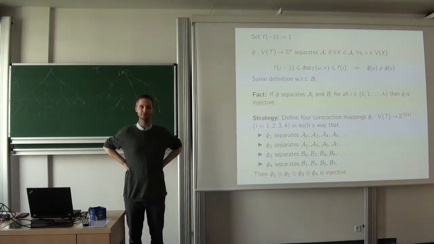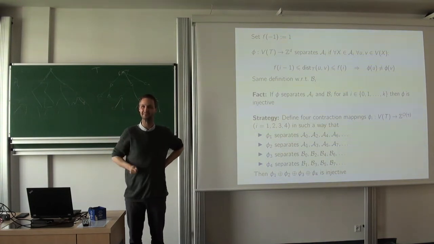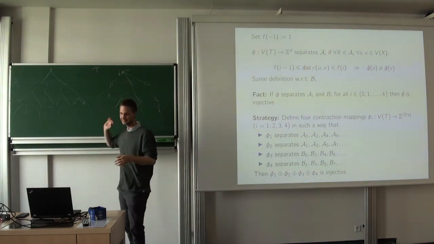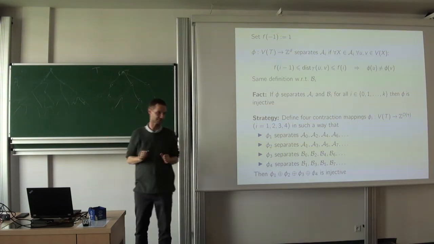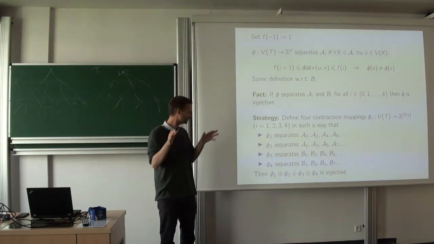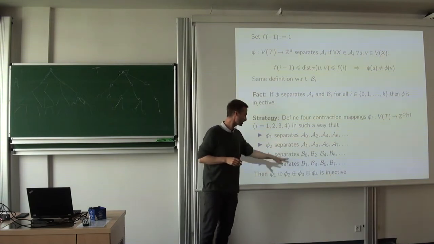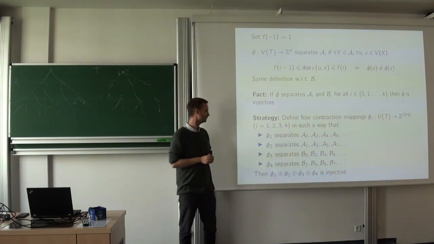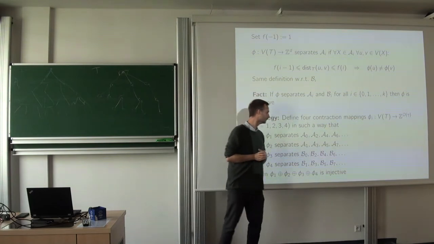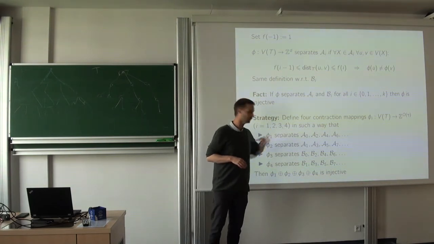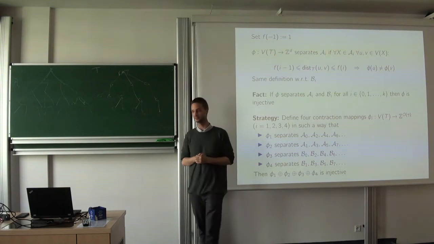Notice that I still haven't told you how we build these embeddings, right? But we are going to get there. But at least now we have a strategy. We have a mapping, we have a partition into small trees. And we separated the task of building a contraction mapping which is injective into the smaller task of separating the AIs and BIs, and we are going to focus on the AIs and BIs separately, and then we are only looking at the even ones or the odd ones with respect to their indices.